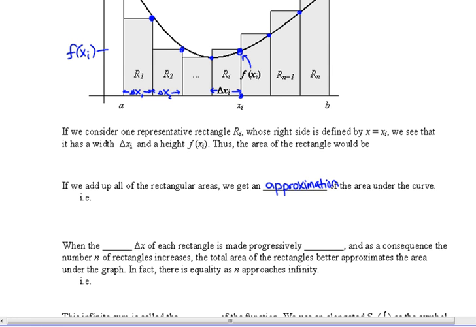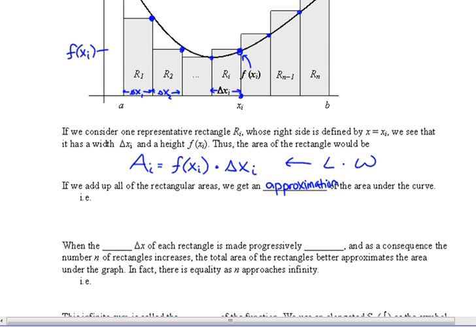So I have to write down something here. The area for our ith rectangle: how do I get the area for this rectangle? Length times width, or height times base. So f of xi is our height, and our base is delta xi. Length times width.